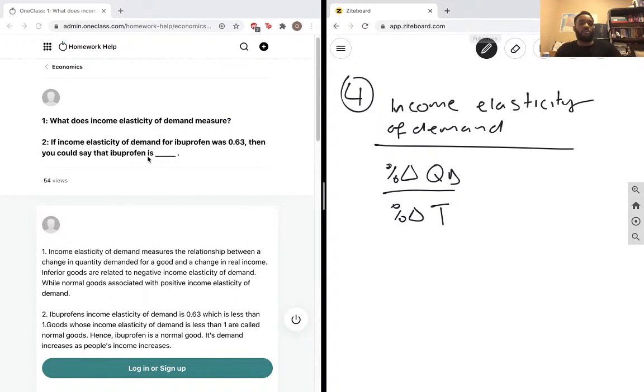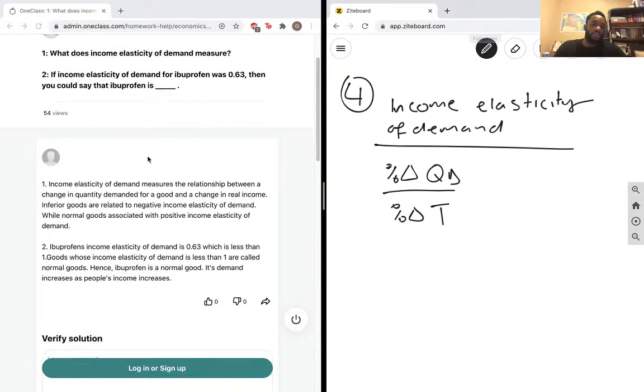Now let's see the second part of the question. If income elasticity of demand for ibuprofen was 0.63, then you could say that ibuprofen's income elasticity of demand is 0.63, which is less than 1. Goods with income elasticity less than 1 are called normal goods. Hence, ibuprofen is a normal good. Its demand increases as people's income increases. Yeah, this is correct.